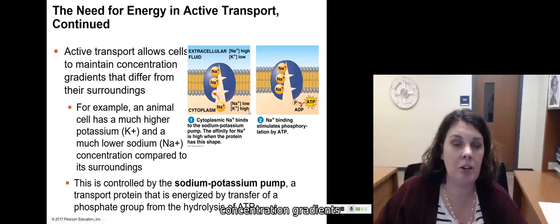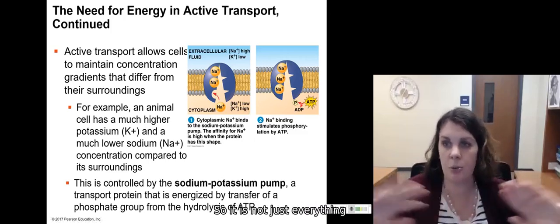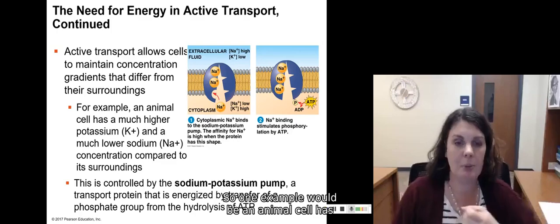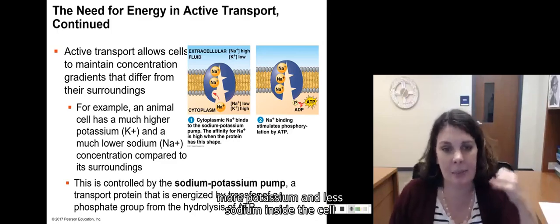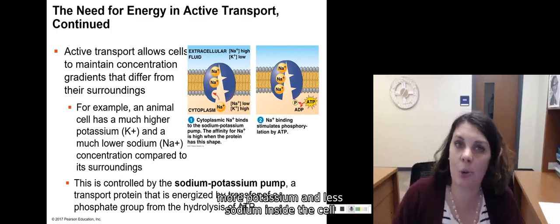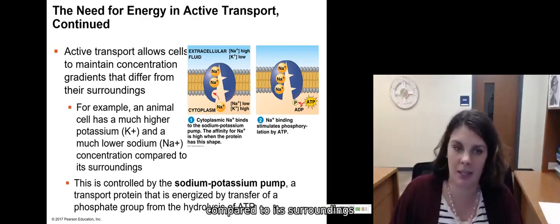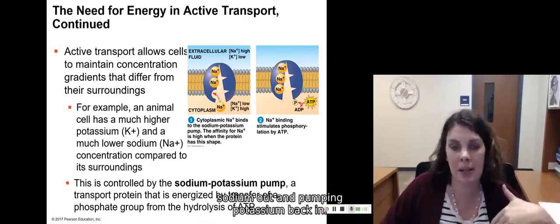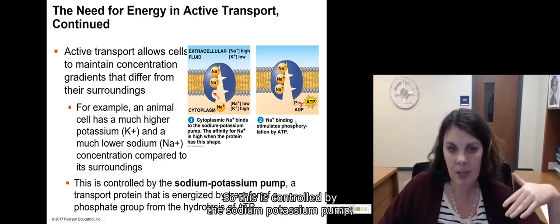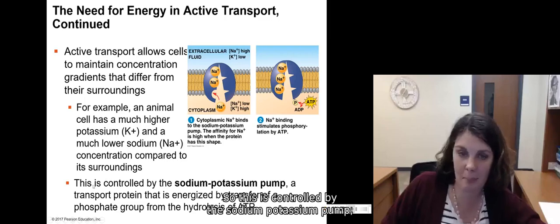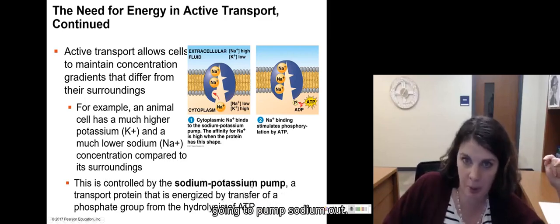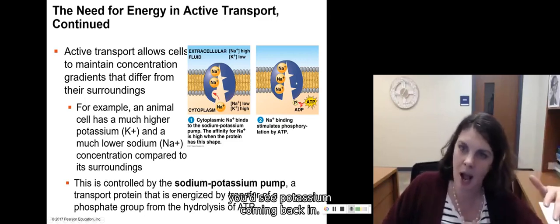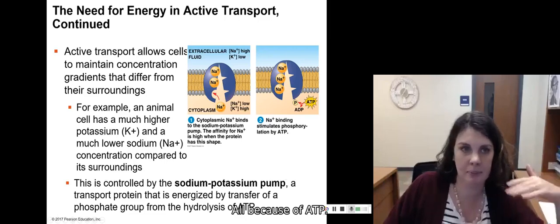Active transport allows cells to keep concentration gradients different from their surroundings. So it is not just everything diffusing and being equal at equilibrium. One example would be an animal cell has more potassium and less sodium inside the cell compared to its surroundings because it is constantly pumping sodium out and pumping potassium back in. So this is controlled by the sodium-potassium pump, which is this transport protein. It's going to pump sodium out, and then if we had the rest of it, you'd see potassium coming back in, all because of ATP.